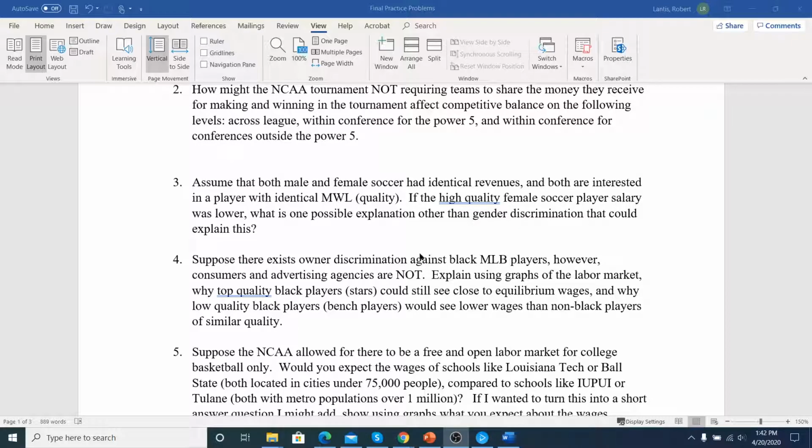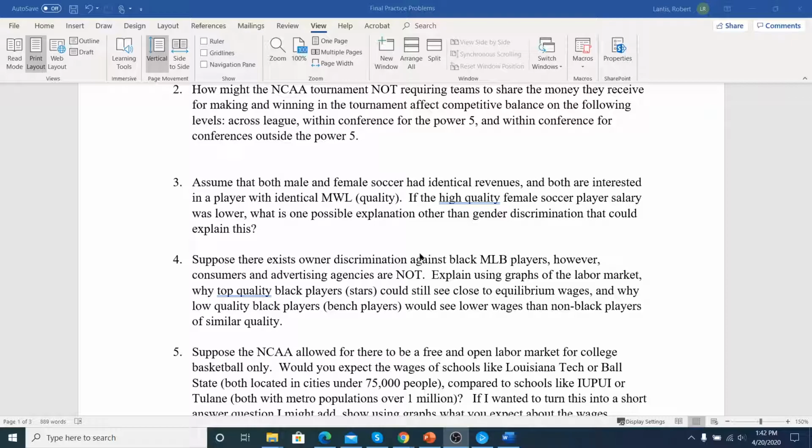Suppose there exists owner discrimination against black Major League Baseball players. However, consumers and advertising agencies are not, right? So you've got owner discrimination, but consumers and advertising agencies are not. Explain using graphs of the labor market why top quality black players still could see close to equilibrium wages, and low quality black players would see lower wages than non-black players of similar quality.